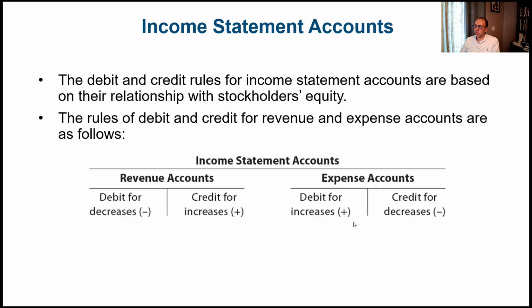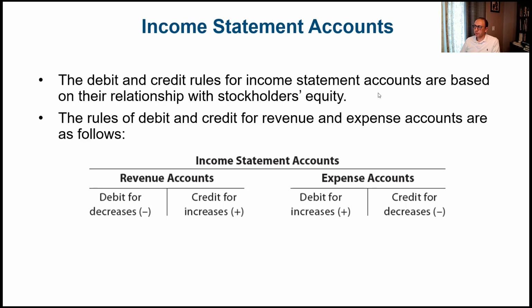Expenses have an opposite impact on stockholders' equity, and this is why they work on the opposite side. So debit is the side that increases expenses, and credit is the side that decreases expenses. The debit and credit rules for income statement accounts are based on the relationship with the stockholders' equity. I want you to remember that. And for stockholders' equity, the good side, or the positive side, is the credit side, unlike assets.